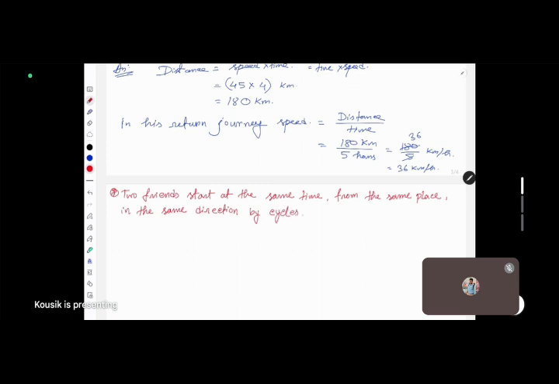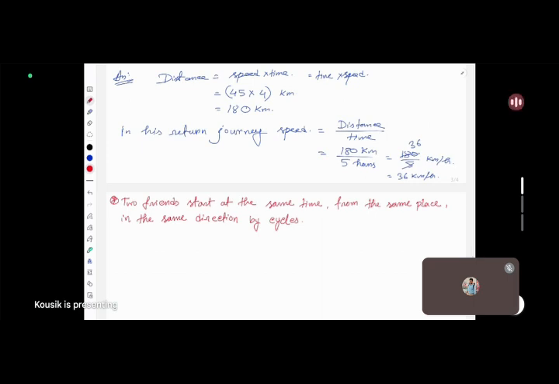স্যার আপনার মনে হচ্ছে ওই টু ফ্রেন্ডস স্ট্যান্ড বানানটা ভুল হয়েছে। Stand no, start. START, start. Two friends start at the same time from the same place in the same direction by cycles.